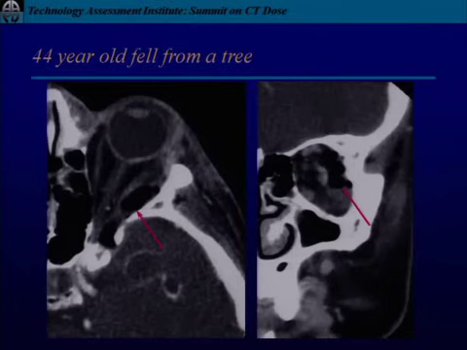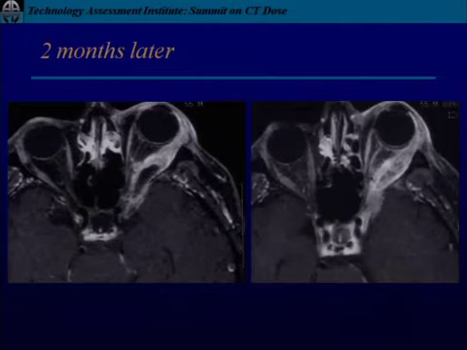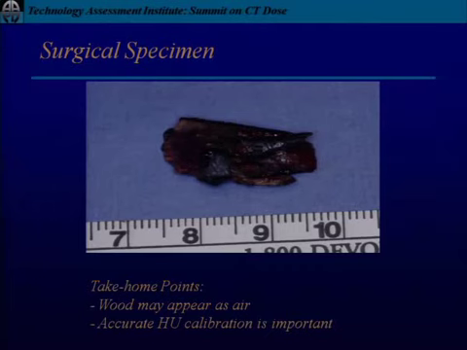Okay, and nobody really, this was actually a miss. And 2 months later, the patient comes in, the eye is still swollen, there's a lot of soft tissue stranding over here, there's a lot of contrast enhancement. The patient went to OR, this was taken out.